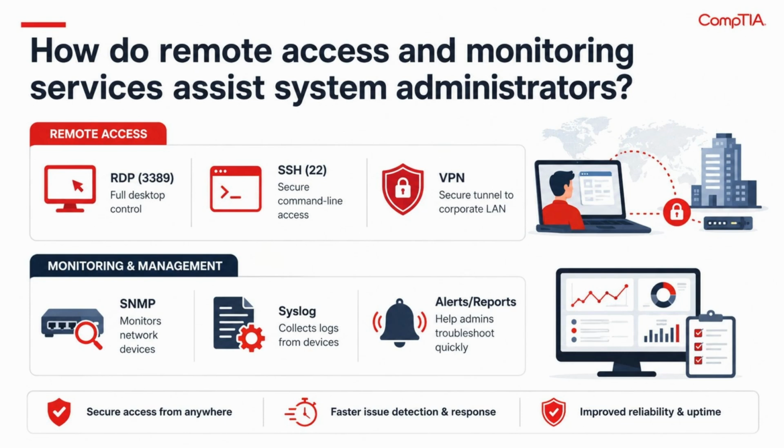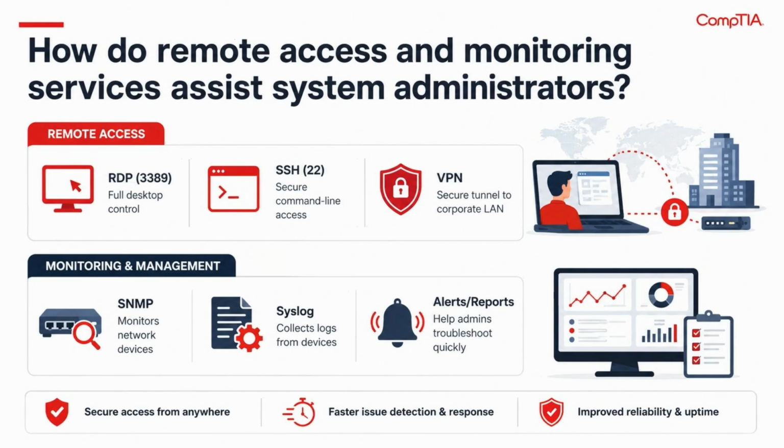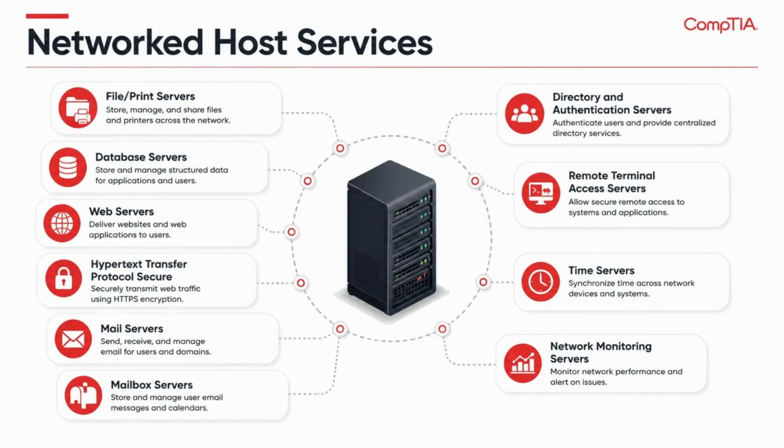Remote access services include RDP on port 3389 for full desktop control, SSH on port 22 for secure command line access, and VPN for a secure tunnel into the corporate LAN. Monitoring and management services include SNMP for monitoring network devices, syslog for collecting logs, and the alerts and reports that help admins troubleshoot quickly.